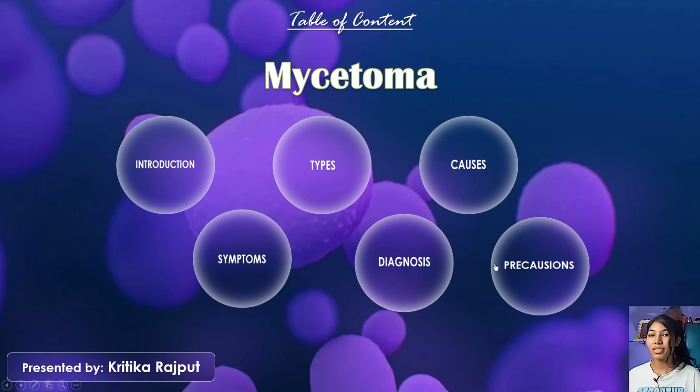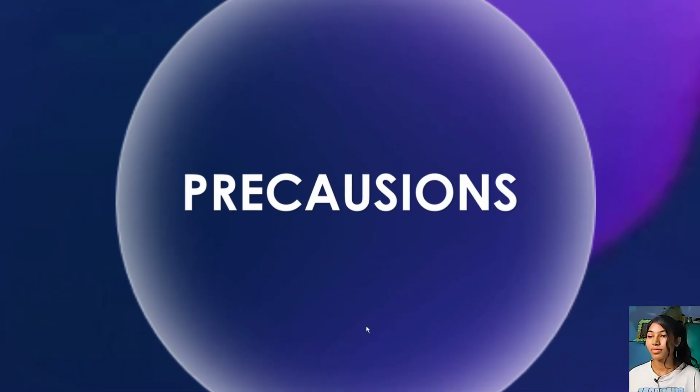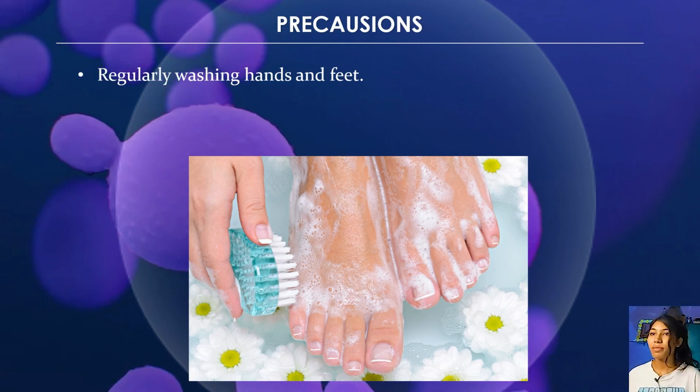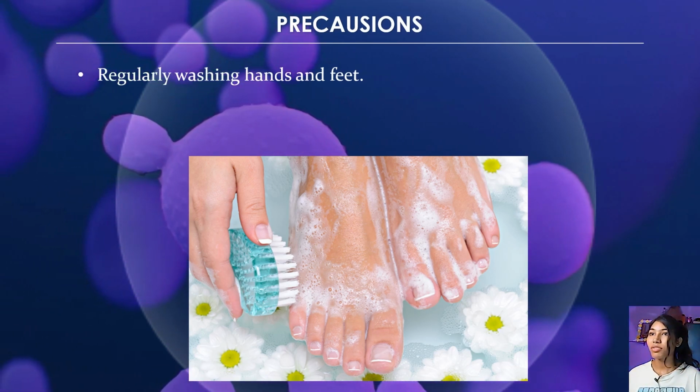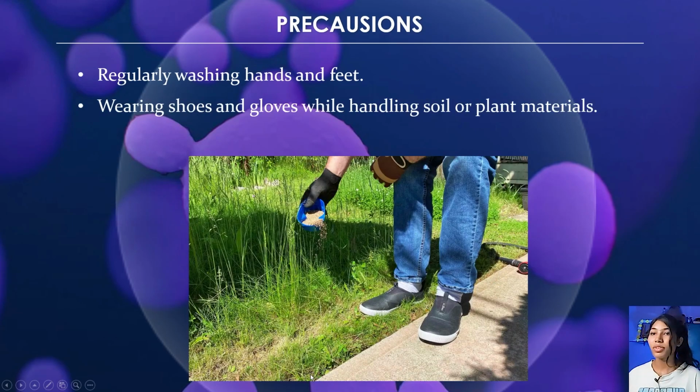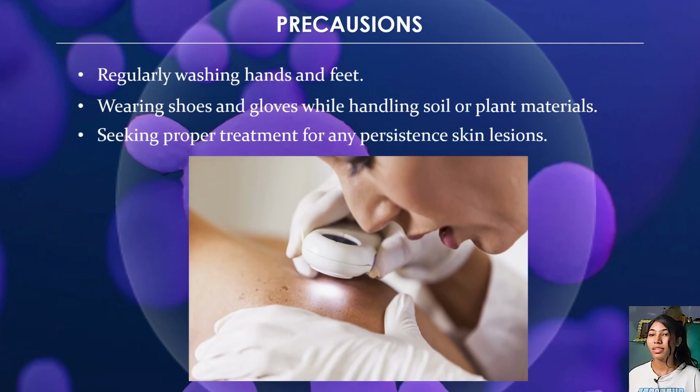So the next is precautions. Preventing mycetoma involves following some basic precautions like regularly washing your hands and feet, especially if you work in an area with a lot of soil. Wearing protective clothing like shoes and gloves can reduce the risk of injury and infection. If you notice any skin lesions on your body, then immediately seek medical attention.